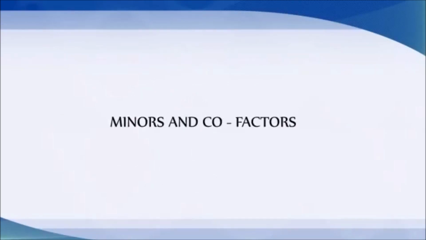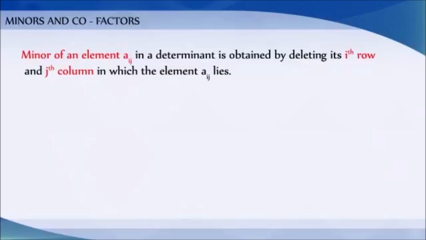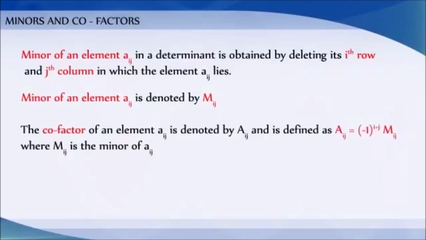Minors and cofactors. Minor of an element aij of a determinant is the determinant obtained by deleting its ith row and jth column in which the element aij lies. Minor of an element aij is denoted by capital Mij. Cofactor of an element aij, denoted by capital Aij, is defined by capital Aij is equal to minus 1 whole to the power i plus j into Mij, where Mij is the minor of aij.